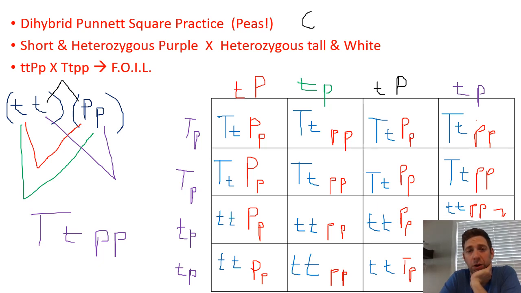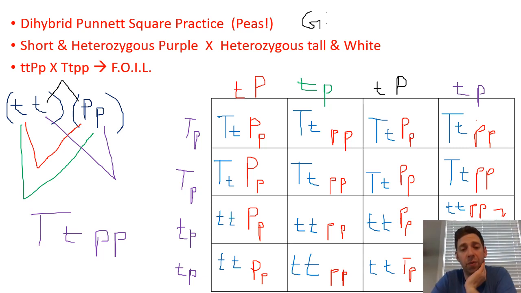So remember, there's 9 genotype outcomes. The first one being all homozygous dominant. I don't see any that are homozygous dominant. You don't need to include zeros for this. Again, it gets kind of messy. Next would be dominant T, heterozygous P. I don't see any of those. Next would be heterozygous T, dominant P. I don't see any of those.